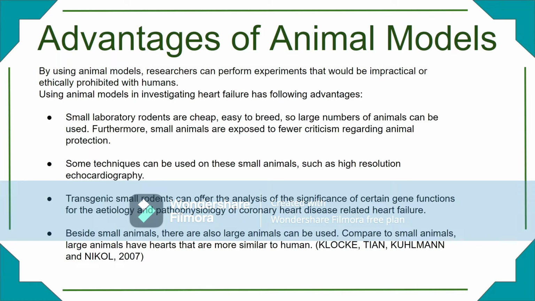And third, transgenic small rodents can offer the analysis of the significance of certain gene functions for the aetiology and the pathophysiology of coronary heart disease-related heart failure. Besides small animals, larger animals can also be used. Compared to small animals, the larger animals have hearts that are more similar to humans. So these are the advantages of large animals.